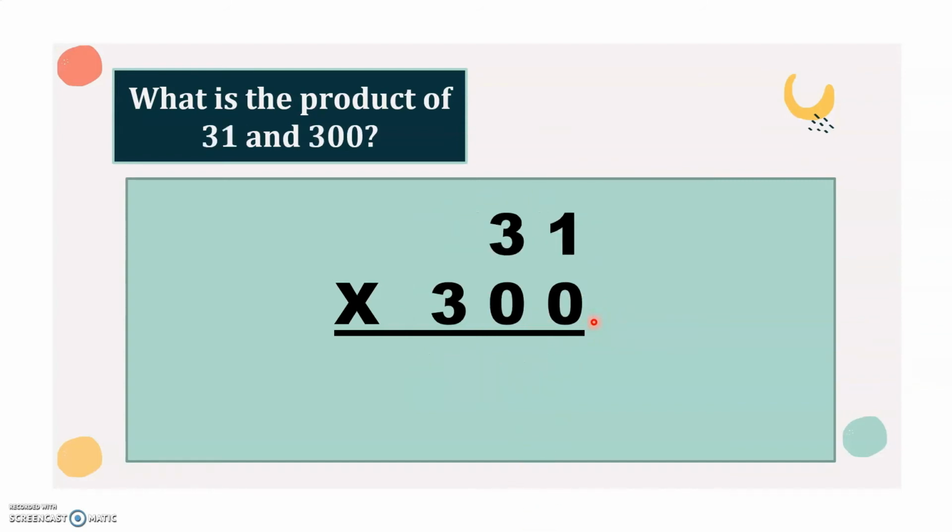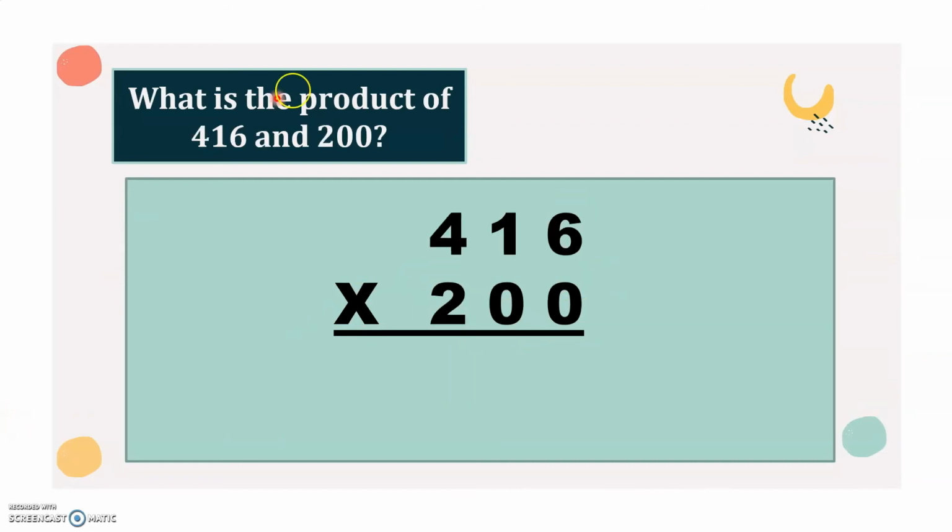Okay? So, next, what is the product of 31 and 300? Again, to get the product, we'll multiply the non-zero digit factors. 31 times 3. Let's start again with the ones place value. 1 times 3 is equal to 3. And 3 times 3 is equal to 9. And then, let's count all the zeros in the factors. So, we have 1, 2. So, we'll add 2 zeros. Therefore, 31 times 300 is equal to 9,300.